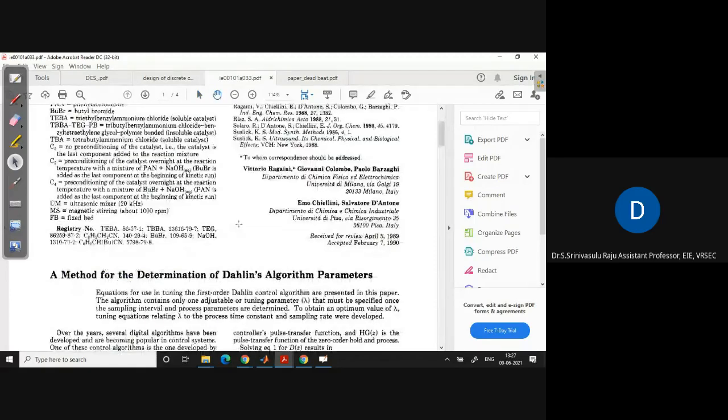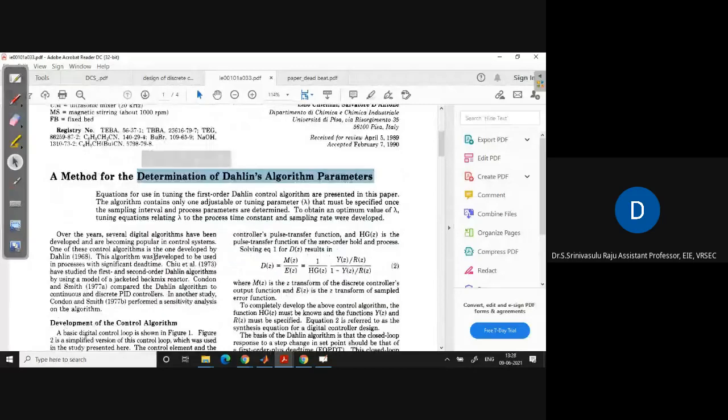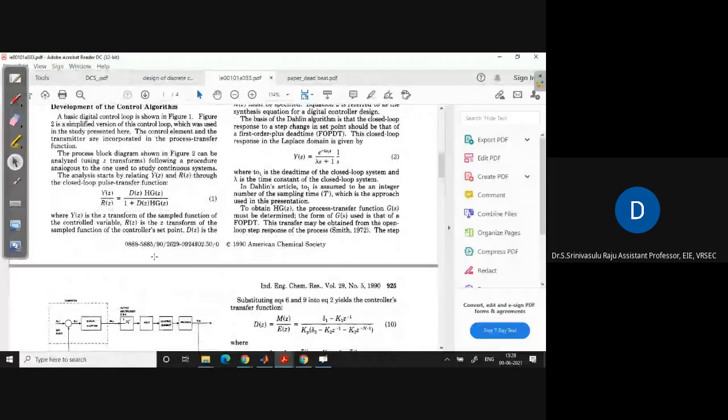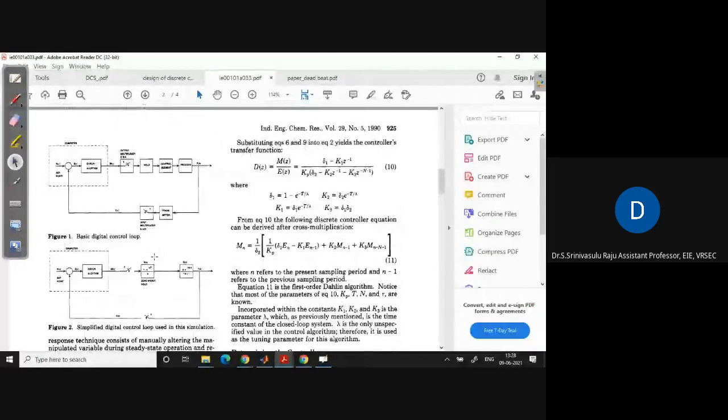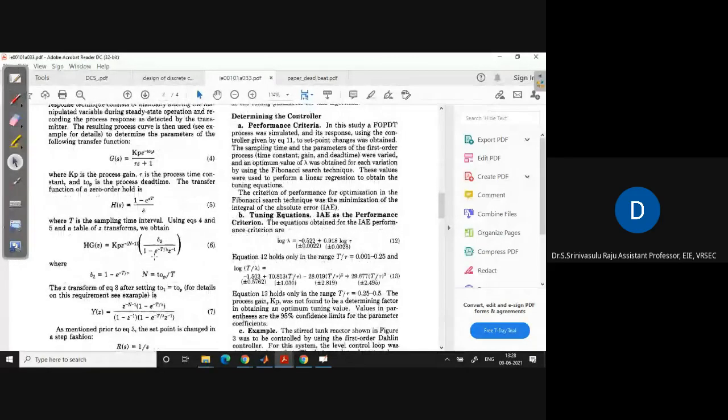And this is about how to determine the Dahlin's algorithm parameter. We know alpha f is an unknown parameter, so we find alpha f by the trial and error method. But in this paper, the author has provided a method to choose alpha f with respect to your process. This is a very knowledgeable and very important paper. Those who are willing to work in digital control algorithms should refer to this paper.